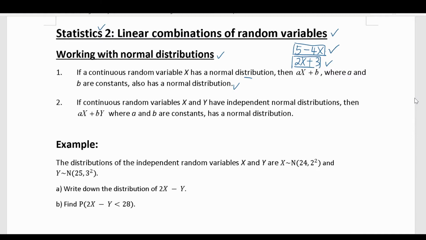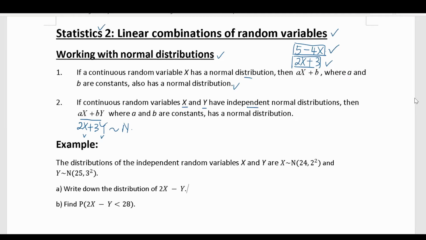Second point, if continuous random variables X and Y are two independent normal distributions, then aX plus bY, where a and b are constants, has a normal distribution. So aX plus bY, for example 2X plus 3Y, is a normal distribution if X is a normal distribution and Y is a normal distribution. Now have a look at this example.